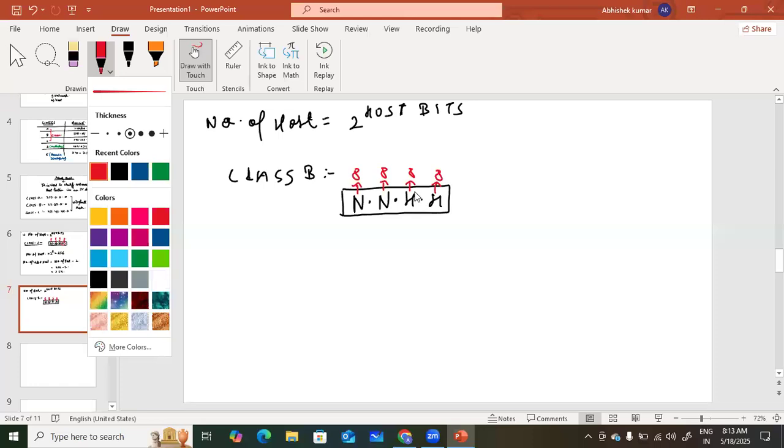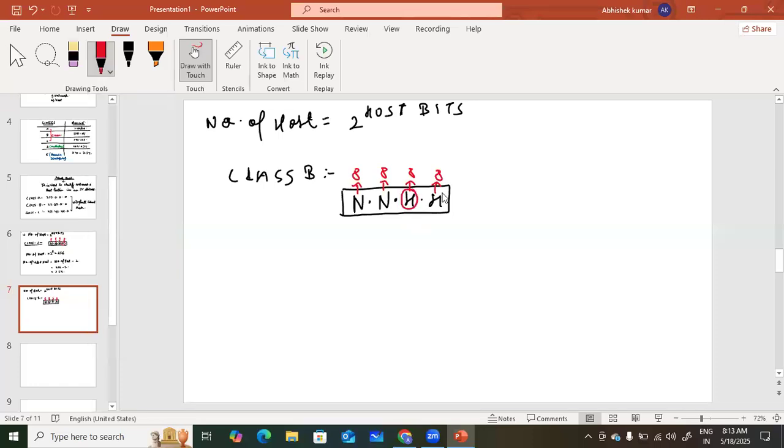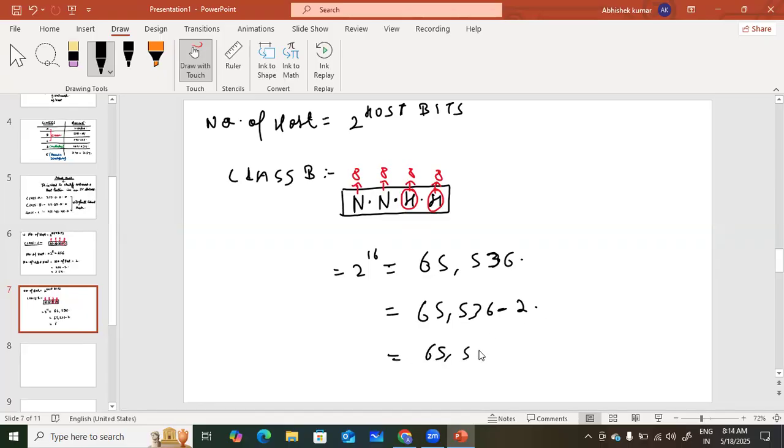So how many host bits do we have? 8 plus 8, which is 16. So 2 to the power 16 gives me 65,536. And we have to subtract 2 from this. 65,536 minus 2 gives me 65,534. This is the number of valid hosts.